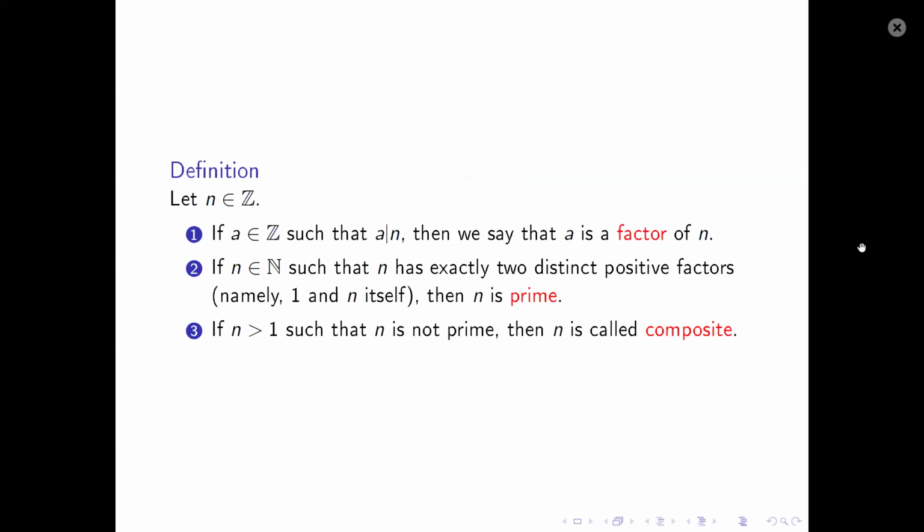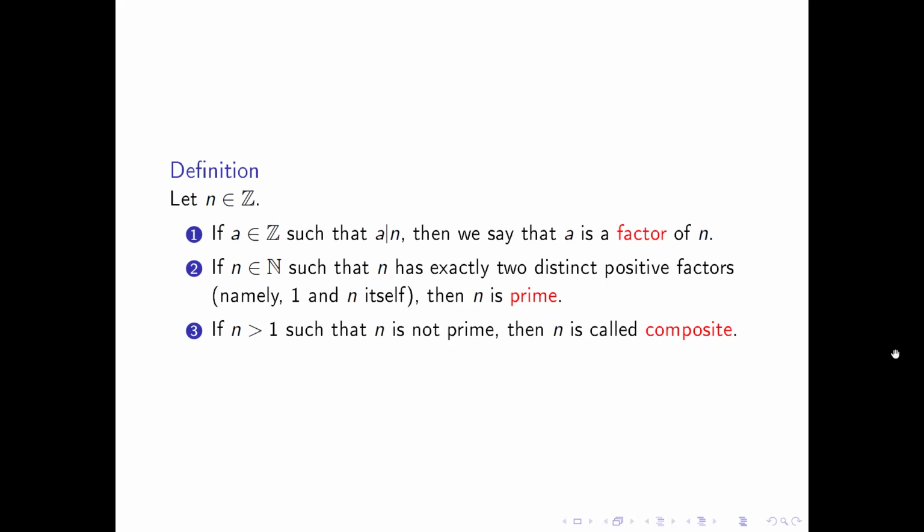So first off, let's just talk about some key definitions. We're going to move into chapter 4 and talk about prime numbers. So what is a factor? If A is divisible by n, if A divides n, then we say that A is a factor of n.